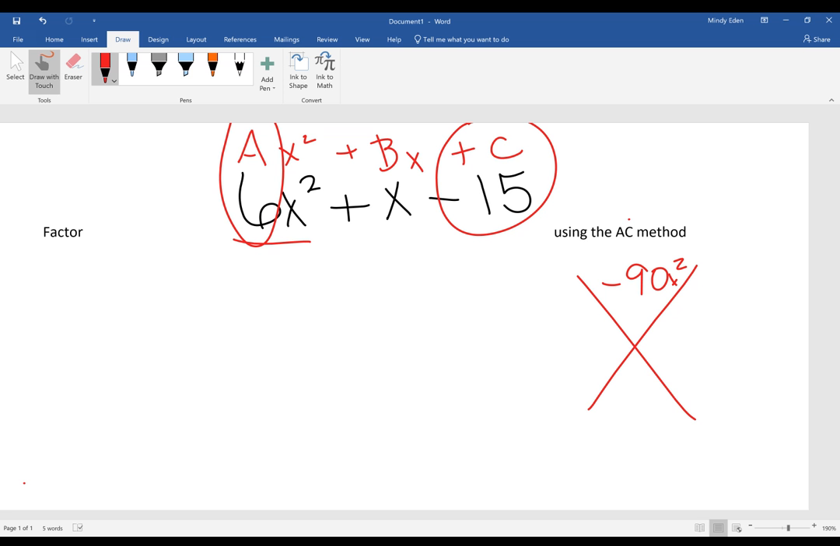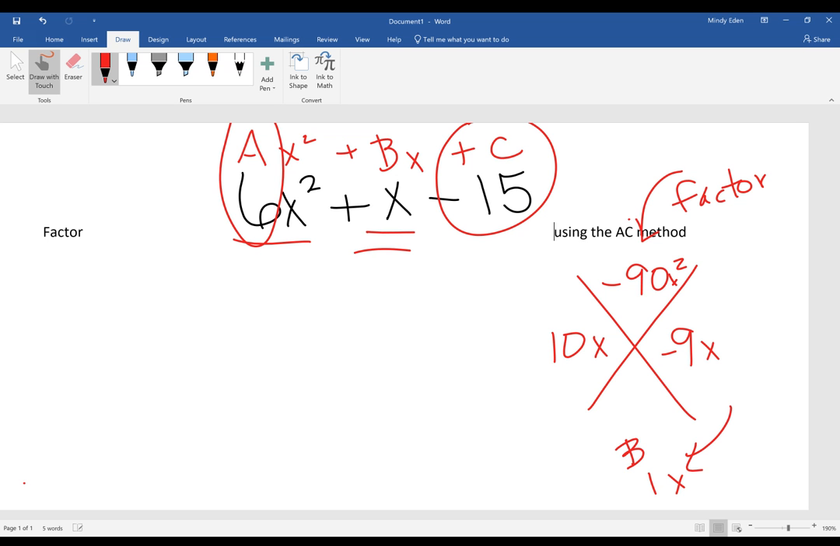Now, what we're really trying to do is come up with in our head two factors of negative 90x squared that when I multiply gives me negative 90, but when I add them together gives me the b term, which our b is 1x, because that's what's in the middle. So you can already tell I've got the factors 10 and 9. And now since I want to multiply to get that x squared, we always just split it up. So if I take 10x times negative 9x, we get negative 90x squared. And if I add them together, we get the 1x.